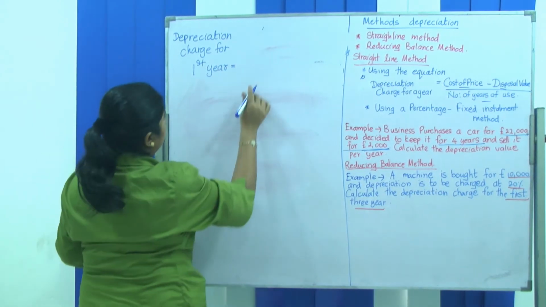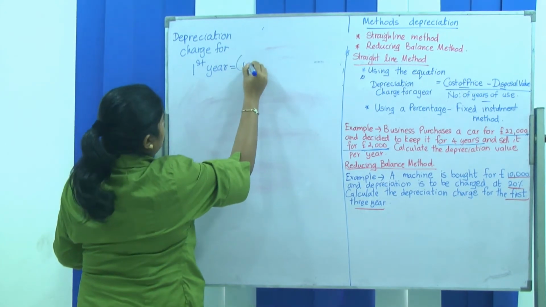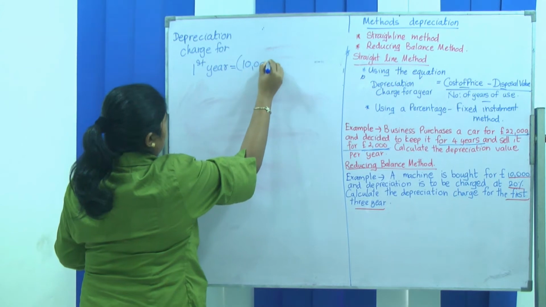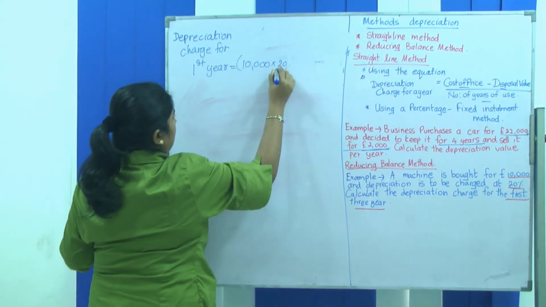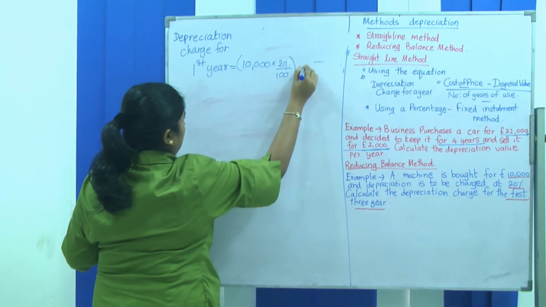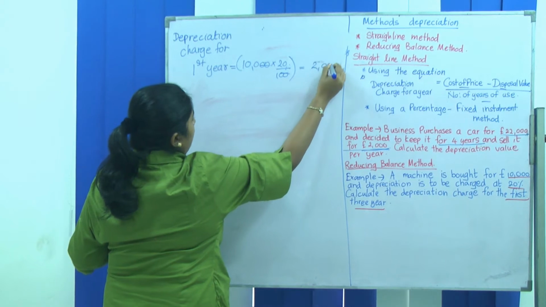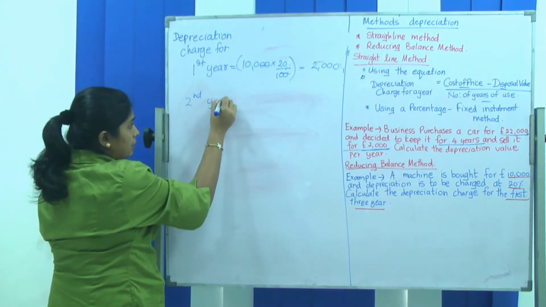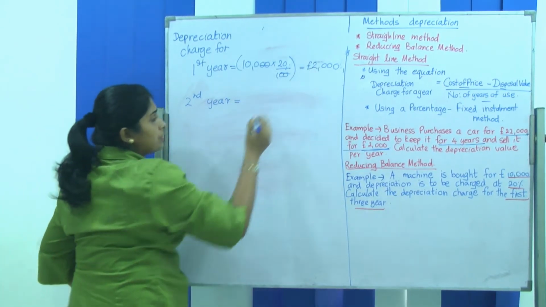It will be 10,000 into 20%, that means it will be 2,000. Okay, so the first year it will be 2,000 pounds.